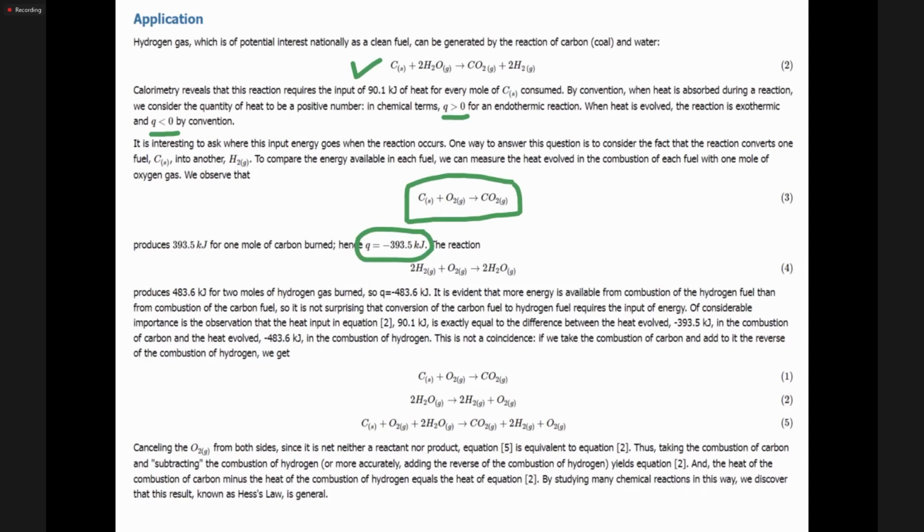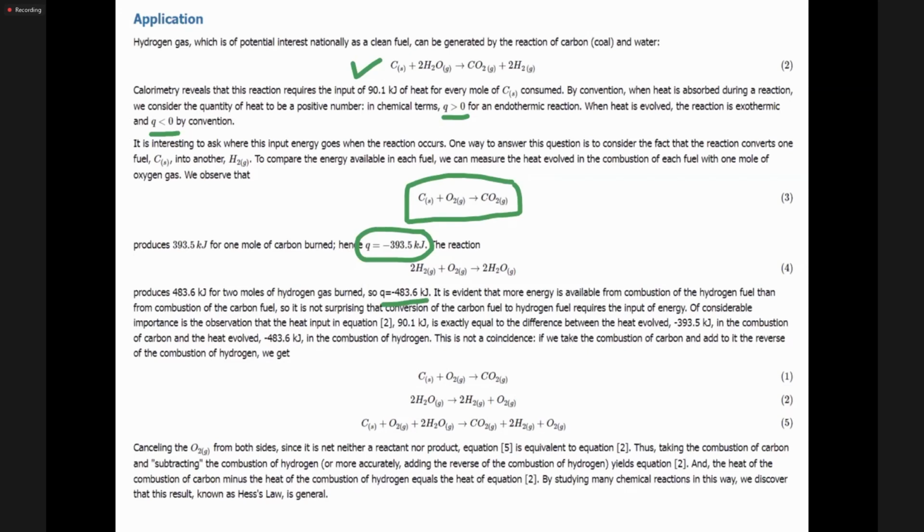Now we have another fuel, that is dihydrogen. If dihydrogen is burnt in oxygen, it produces water. And in this case, it releases 483.6 kilojoule for 2 moles of hydrogen gas burned. So Q here is minus 483.6 kilojoule. But look at the balanced equation over here. It is for 2 moles of dihydrogen, and the first one was for 1 mole of carbon.